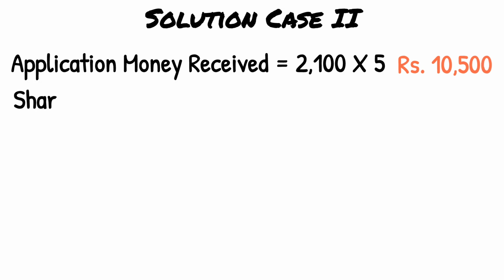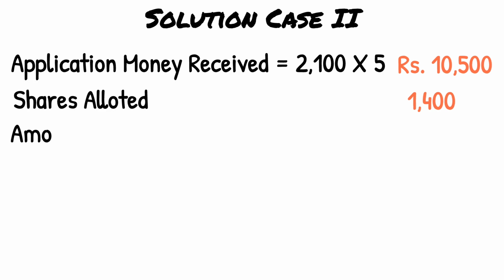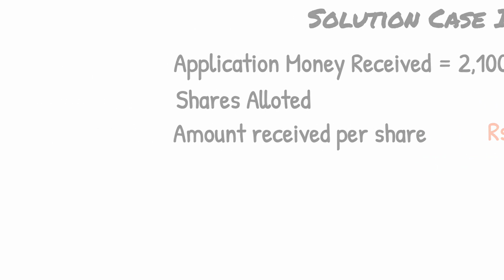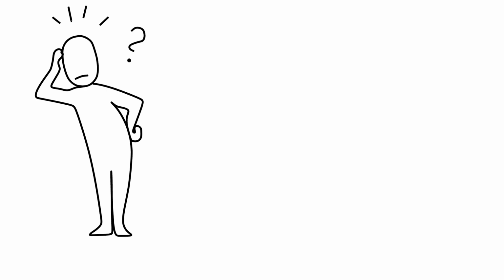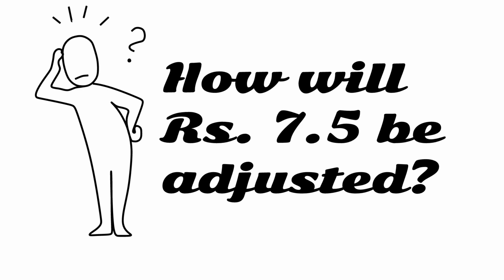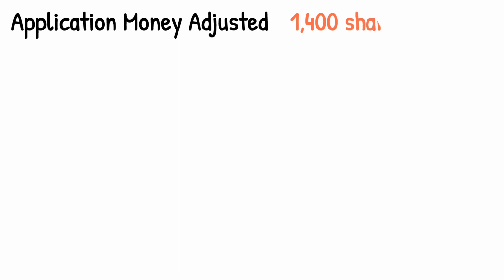Again, he was allotted 1,400 shares. We did not change it. So how much money did the company receive per share? You can divide rupees 10,500 by 1,400. The answer is rupees 7.50 per share. Again, the question that arises in front of us is, how will the company adjust this rupees 7.50? Let us see. First, rupees 5 will be adjusted towards application money on his 1,400 shares, rupees 7,000.